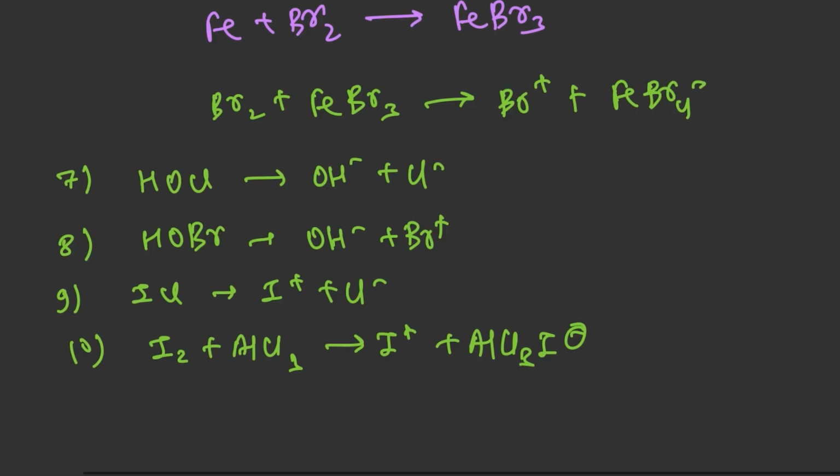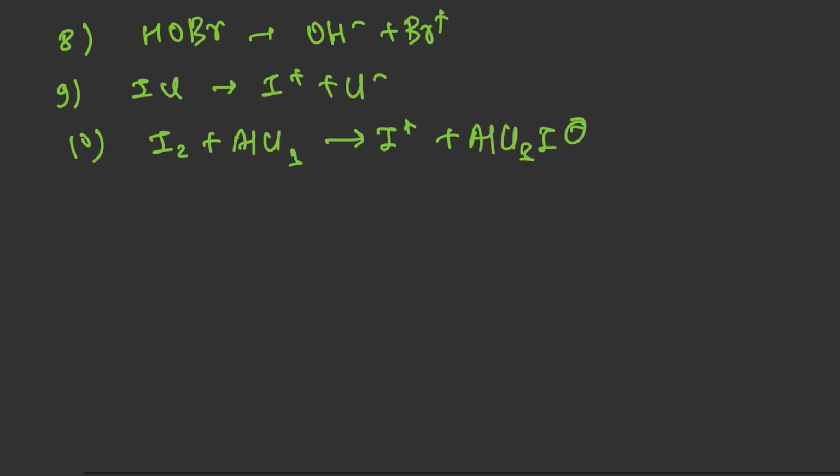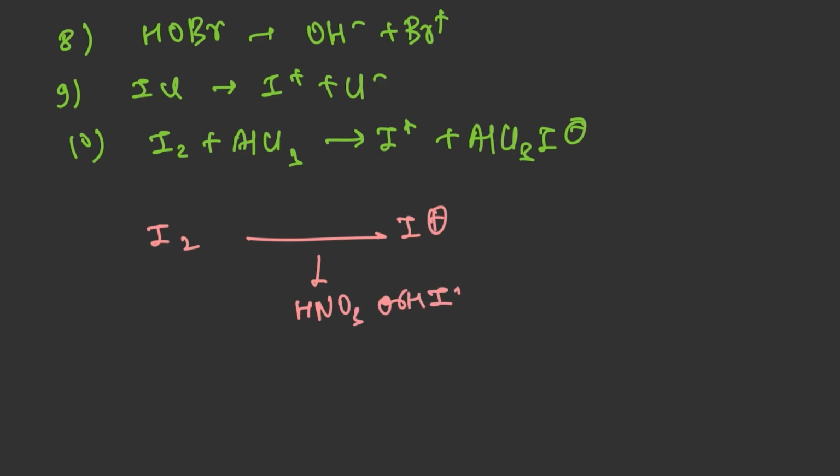Now here iodine also acts as an oxidizing agent. Here I2 converts to I plus in the presence of any oxidizing agent, like HNO3 or HIO4. These are very strong oxidizing agents which can convert iodine to I positive ion.